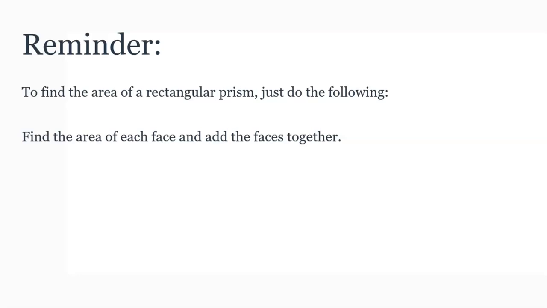Since you've done lesson 11.2, you know that to find the area of a rectangular prism, you just do the following. You find the area of each face, and then add the faces together. Pretty simple.